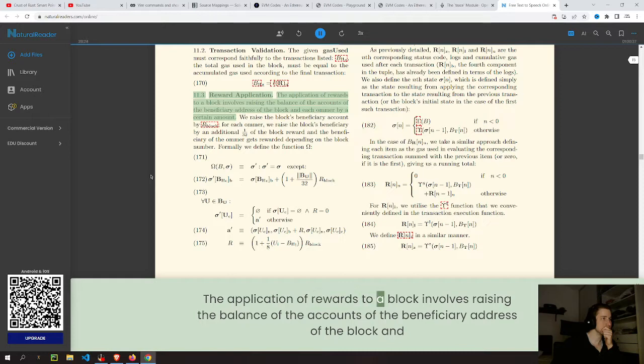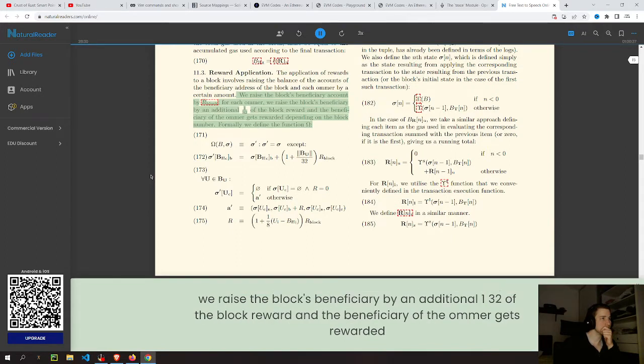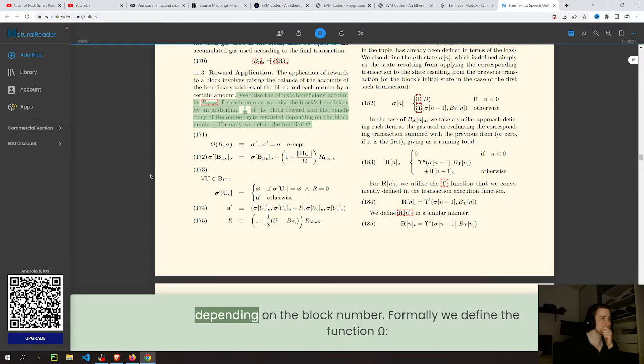11.3 Reward application. The application of rewards to a block involves raising the balance of the accounts of the beneficiary address of the block and each OMR by a certain amount. We raise the block's beneficiary account by R_block. For each OMR, we raise the block's beneficiary by an additional 1/32 of the block reward, and the beneficiary of the OMR gets rewarded depending on the block number.